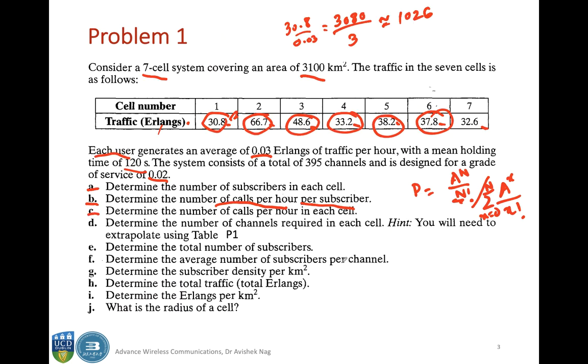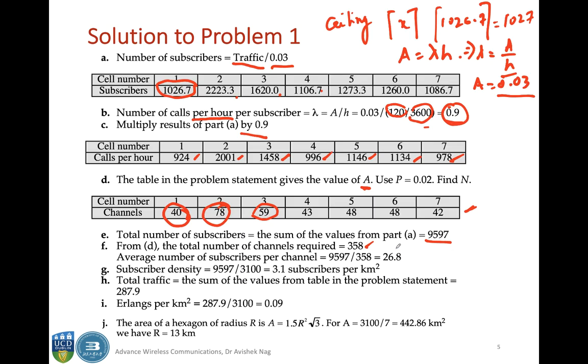Average number of subscribers per channel, part F. The average number of subscribers per channel is the total number of subscribers divided by the total number of channels, as simple as that. That will give you 26.8. Then part G asks you to find the subscriber density. You have these many subscribers over a total area of 3100 square kilometers, so you have 3.1 subscribers per square kilometer.